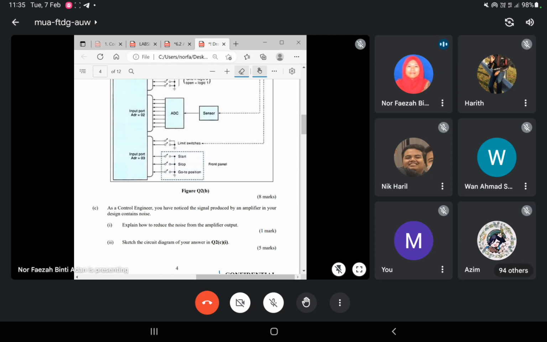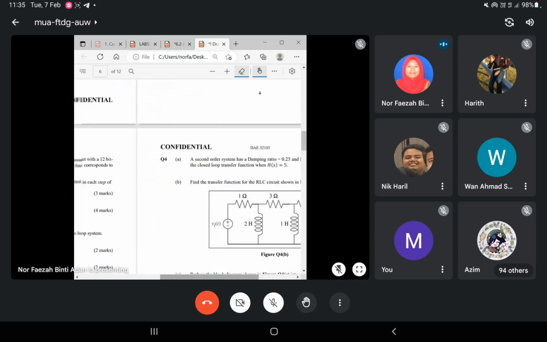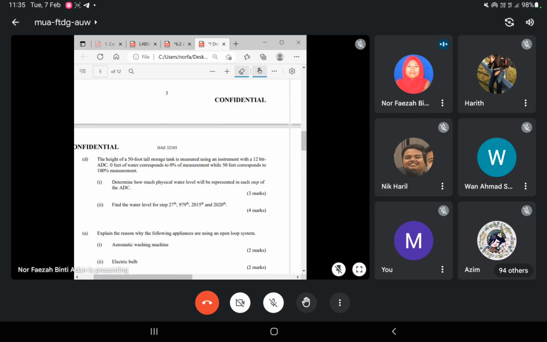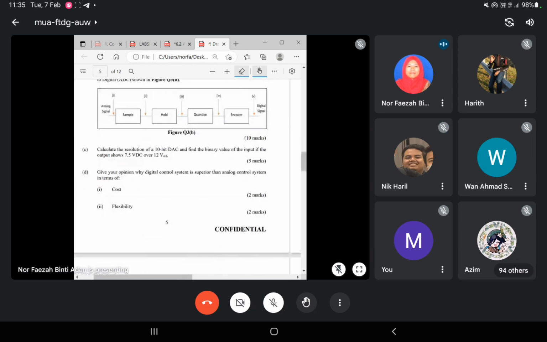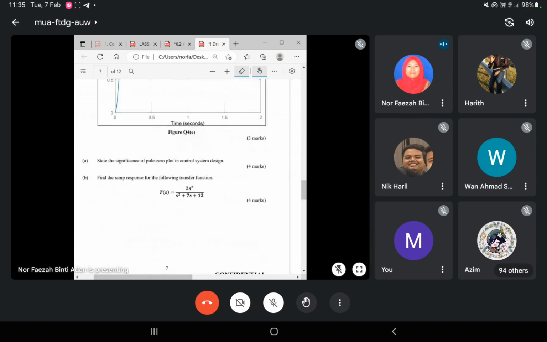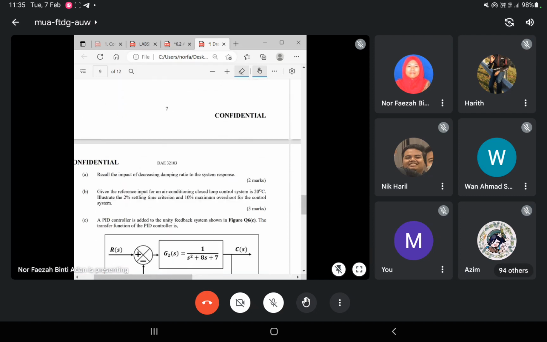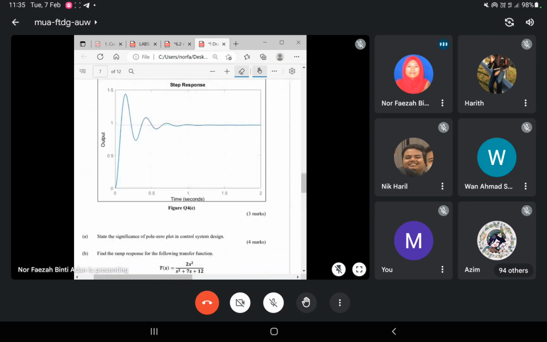Chapter 2 ni is calculation. Okay, there's a lot of calculations. The first part of your calculation is about... Okay, the first part of your question, the first part of chapter 2 adalah berkenaan Laplace transform.